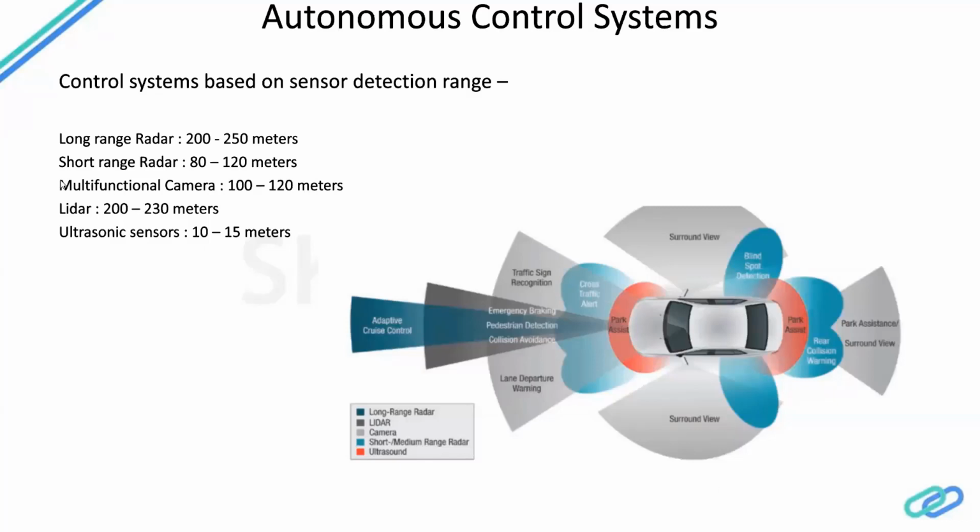We have mid-range radars that take care of blind spot detection. Suppose on a highway you want to overtake a car and do a lane switch, but a vehicle is somewhere in your blind spot and you cannot see it through your ORVM. Then these short-range radars come into the picture. They continuously monitor the objects at your blind spot, and when you give an indicator and try to switch lanes, they notify you that it is not safe for lane switching.